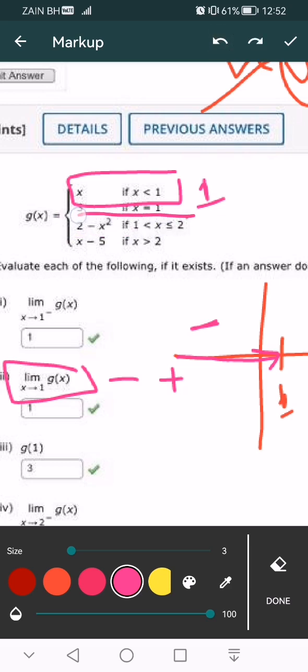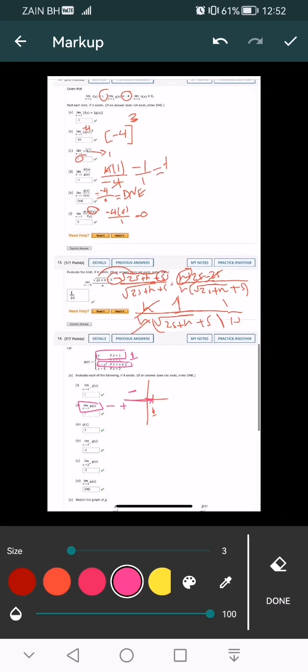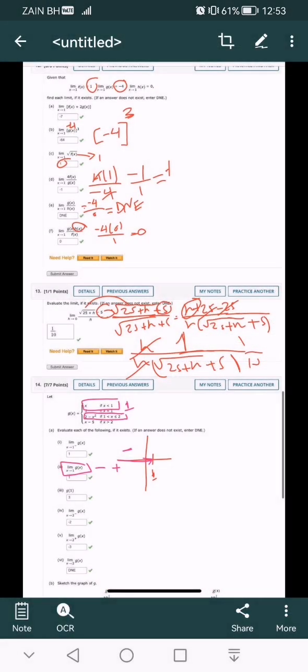If the limit as x goes to the value from the right side is equal to the limit as x goes to the value from the left side, that means the limit as x goes to the value will be equal. This is the function.